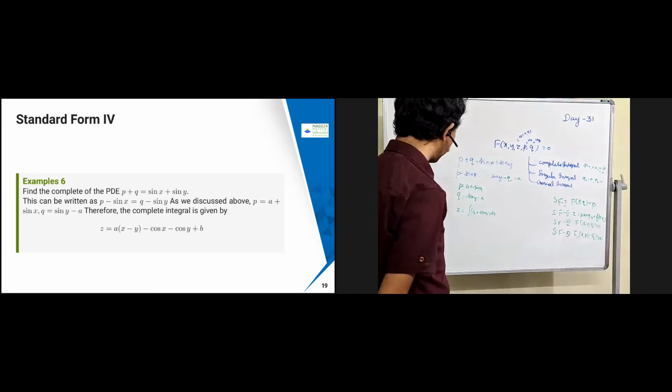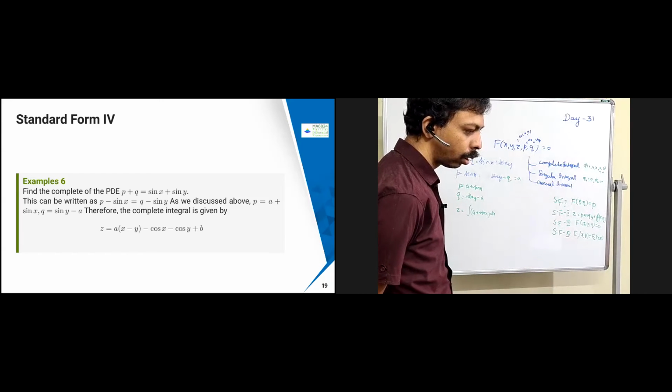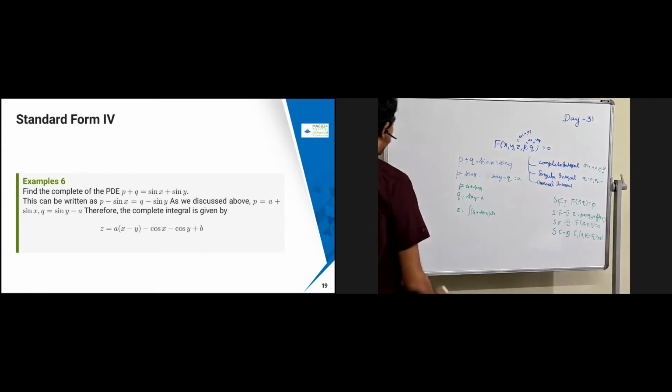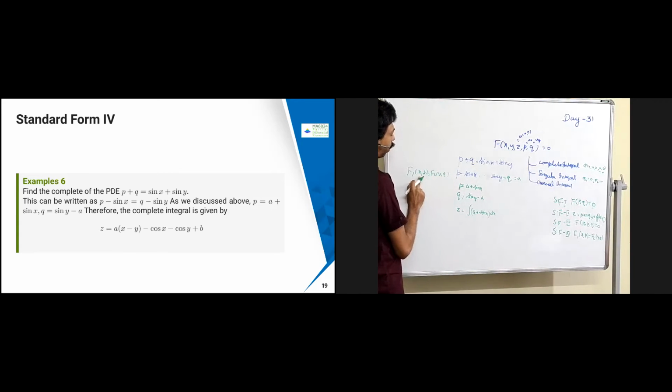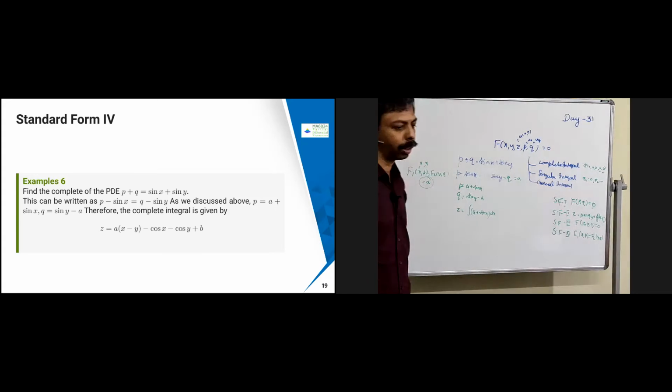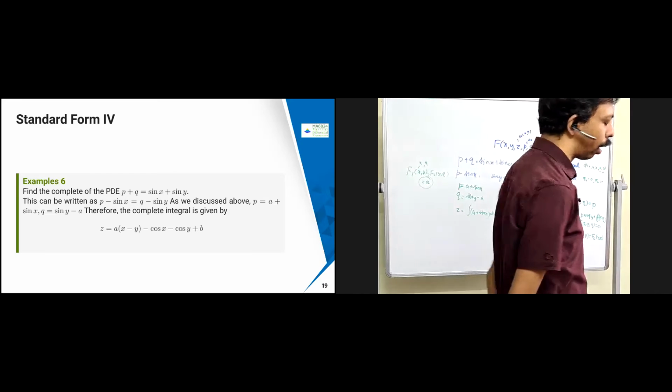Sir, why are we taking a? I told already, see, this is f1 of x comma p, and this is f2 of y comma q. This side is in terms of x only, x and p. And this side you have only y and q, completely in terms of y only. So x and y are two different coordinates. Both are equal means what? The only possibility is that both are a constant. This is something which we discussed in the heat equation and wave equation. Same kind of logic.